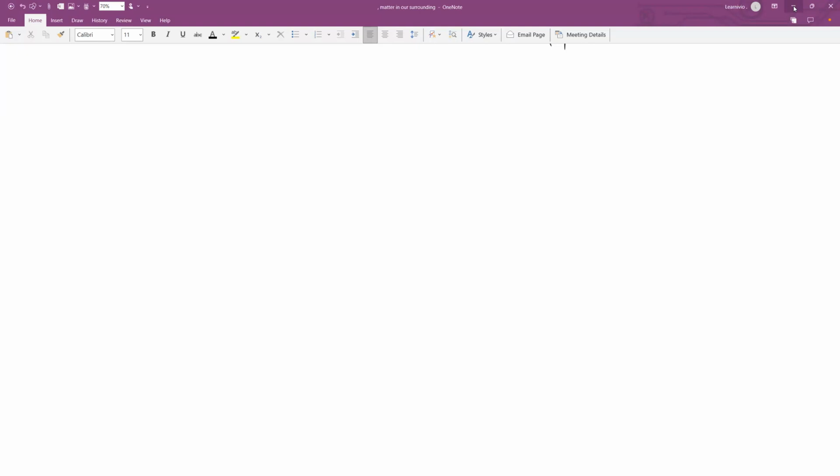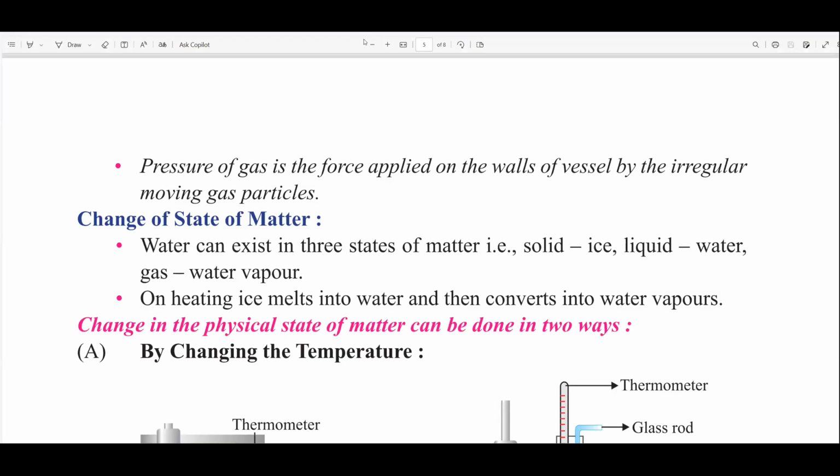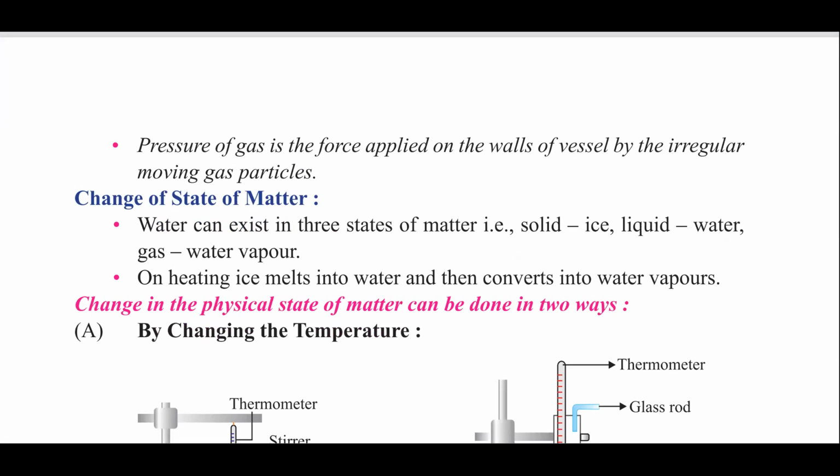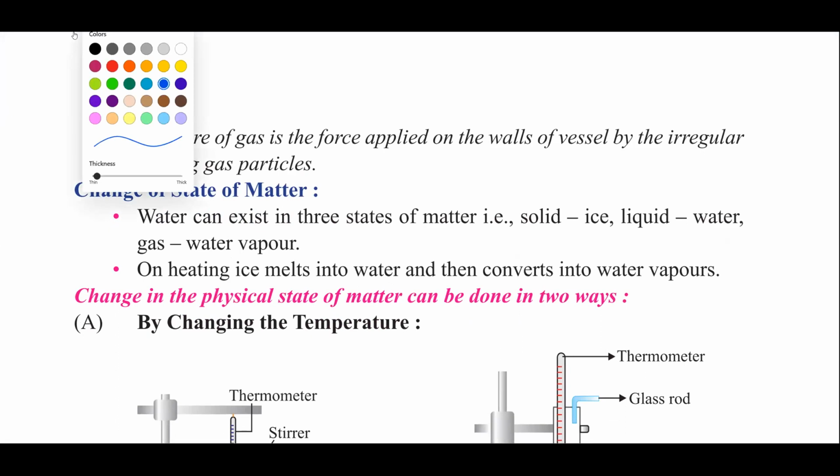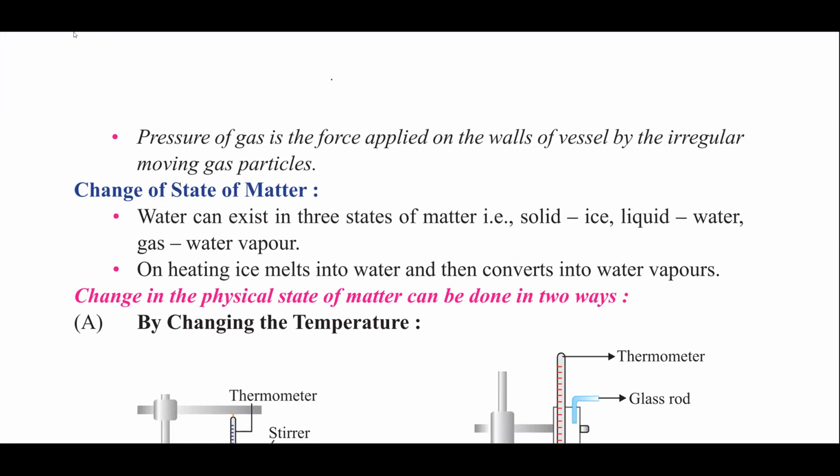Change in the states of matter. As you are very much familiar, when a substance is going to change its state, there is one thing that is going to happen here: the temperature. I have told you in the previous class that it is pressure and temperature that are responsible for changing the states of matter.